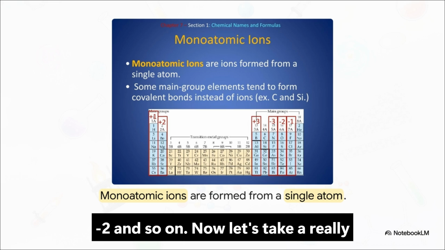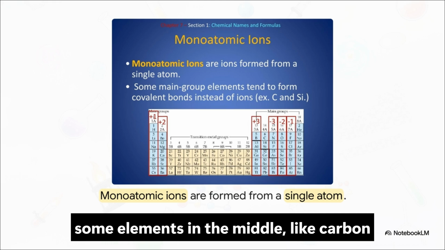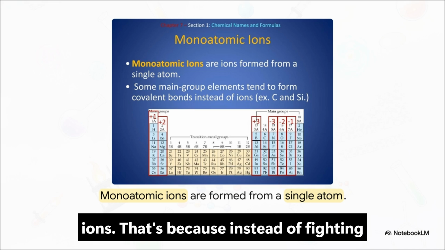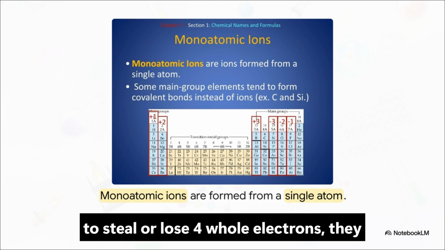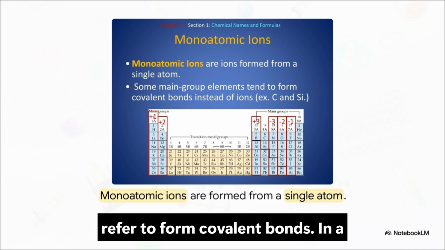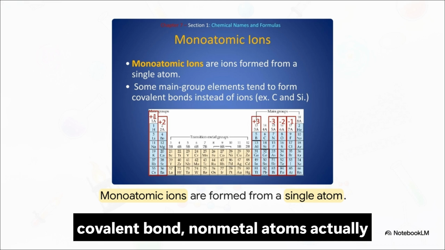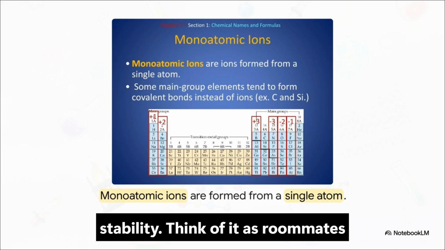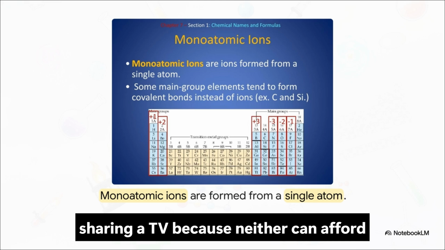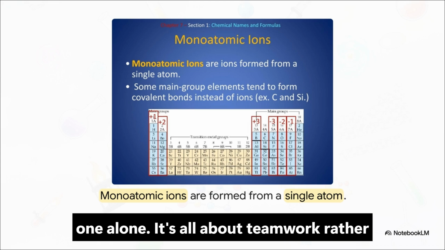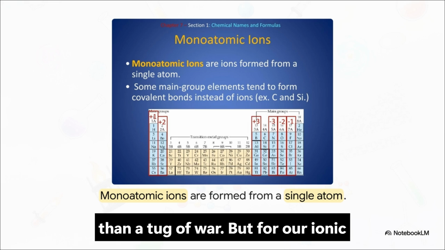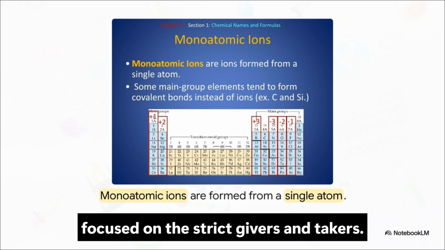Now, let's take a really quick, fascinating detour. Notice how some elements in the middle, like carbon and silicon, don't readily form these ions? That's because instead of fighting to steal or lose 4 whole electrons, they prefer to form covalent bonds. In a covalent bond, nonmetal atoms actually share their valence electrons to achieve stability. Think of it as roommates sharing a TV because neither can afford one alone. It's all about teamwork rather than a tug of war. But for our ionic compounds today, we're going to stay focused on the strict givers and takers.